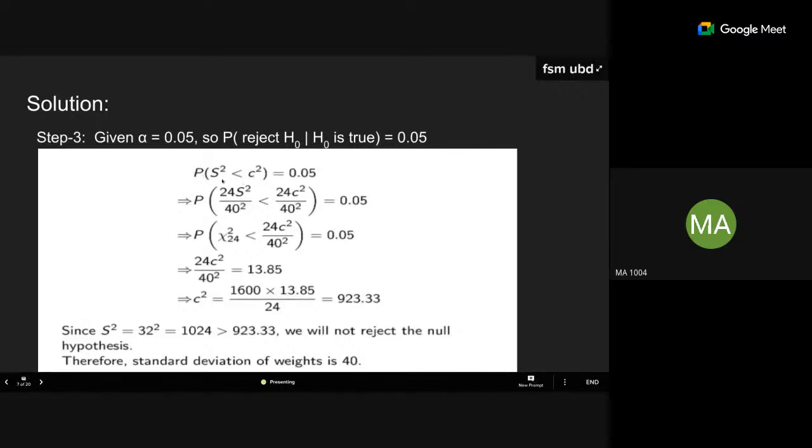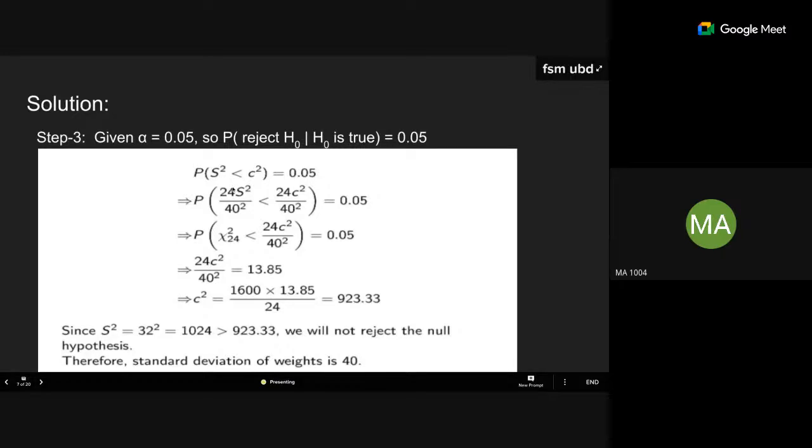So in this case, I am going to reject H0. So given this sigma is equal to 40, if H0 is true, that means sigma is equal to 40. That is equal to 0.05, it is given in the question.